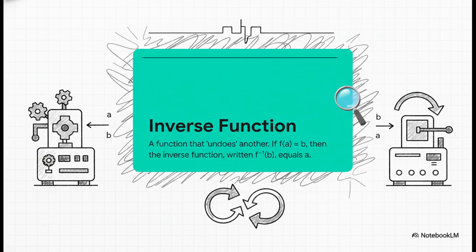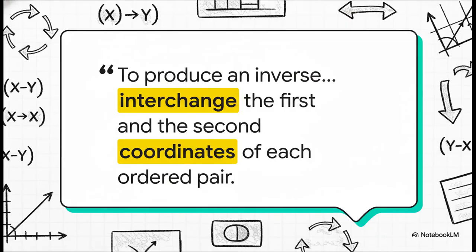Think of it like this. If you put A into a machine and it spits out B, the inverse function is what lets you stick B right back in and get your original A back out. It means the inputs and outputs completely swap jobs. Now, what's really wild is how simple this is at its core. OpenStax just nails it here. All you have to do is interchange the coordinates. In other words, you just swap the input and the output.